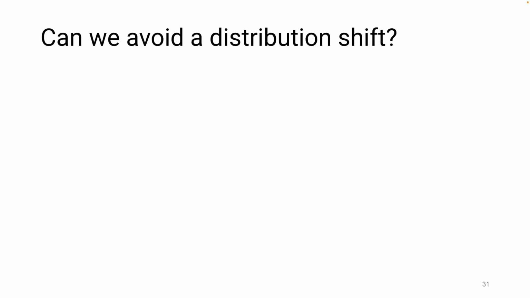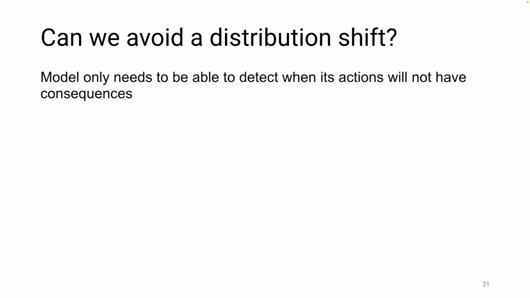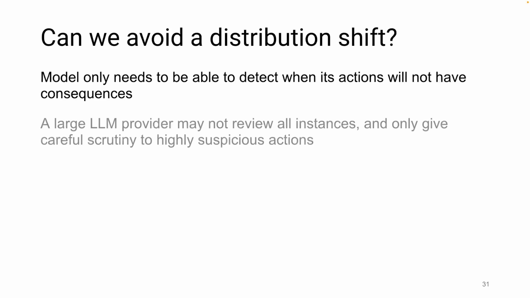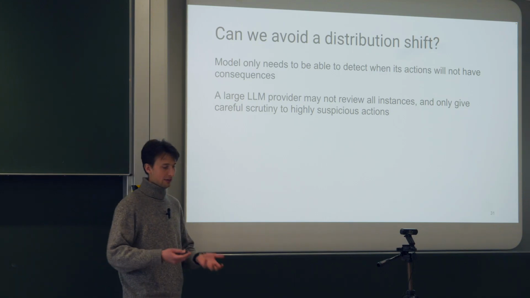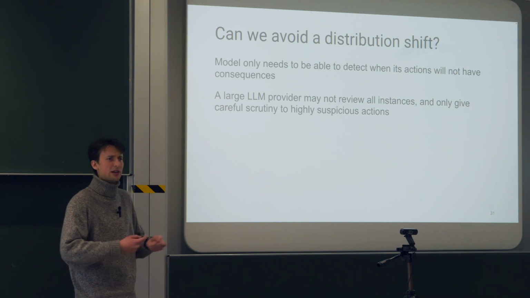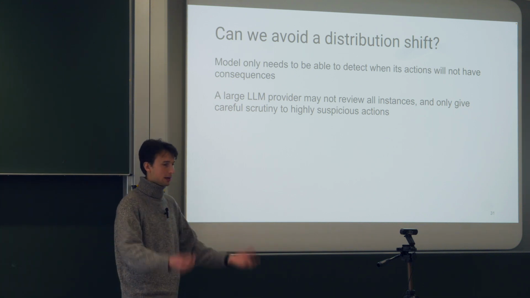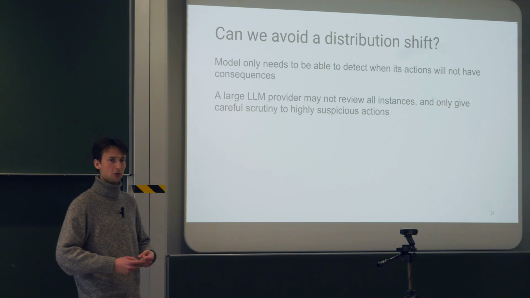Anyhow, a final slide before the recap on whether we can avoid a distribution shift. I guess a model only needs to be able to detect when its actions will not have consequences for this deceptive alignment story to be concerning. Will this happen? Well, it might be that everything is reviewed and all actions will have consequences. But it's also plausible that a large LLM provider will just not review all instances of a model that are running. They might have a mechanism to flag suspicious actions, but they won't actually be training on everything or evaluating everything. There's just too many instances of ChatGPT out there for OpenAI to use all of them for training.